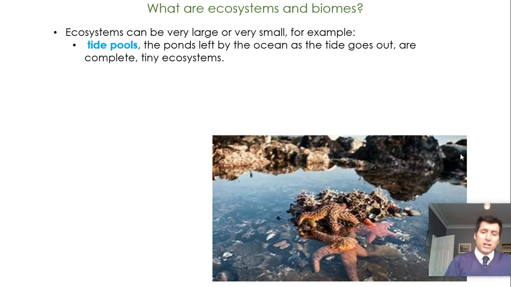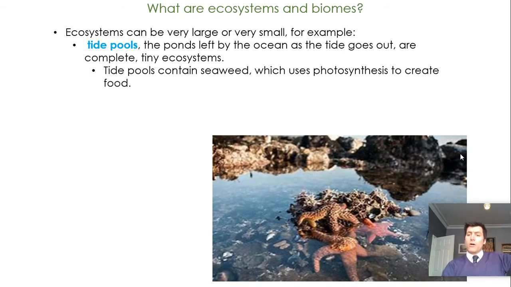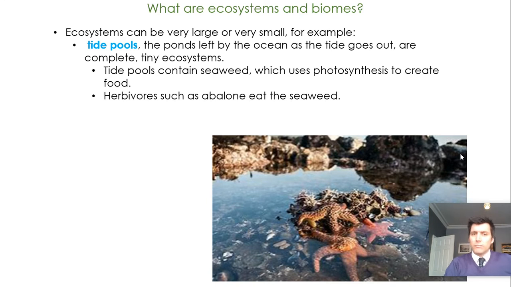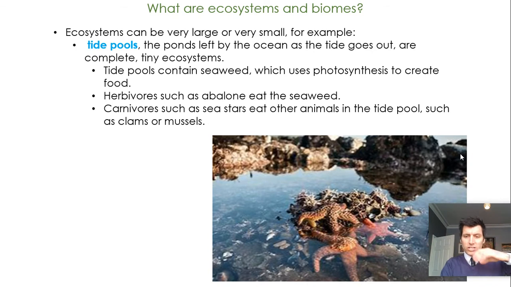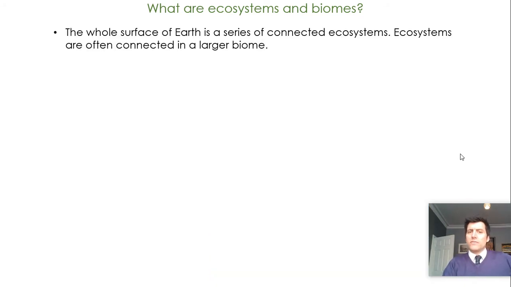So here's an example of one of these tide pools. Seaweed growing through photosynthesis. That's then consumed by something such as an abalone, a herbivore. And then carnivores, such as those orange sea stars, could eat other animals within the pool that are consuming the seaweed. Okay, so there's a whole little ecosystem which has happened within this tide pool. That isn't a biome, though. A biome would be a much broader area where the weather and the vegetation and the biotic life is similar. The whole surface of the Earth is always connected ecosystems, and ecosystems are often connected in a larger biome.